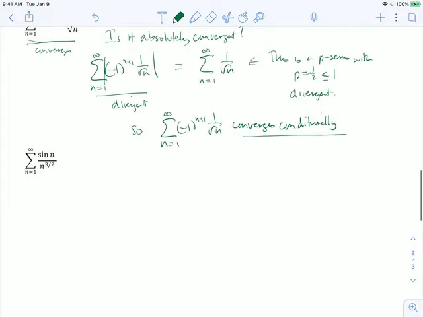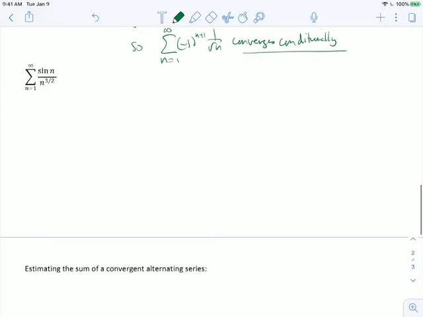So let's take a look at this third example, summation n equals 1 to infinity sine n over n to the 3/2. This is not alternating, because sine n does oscillate between positive and negative values, but it doesn't oscillate every other one. And so this is not alternating, so I can't apply the alternating series test.